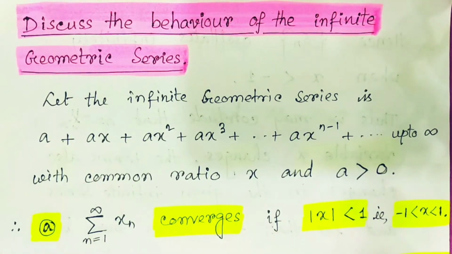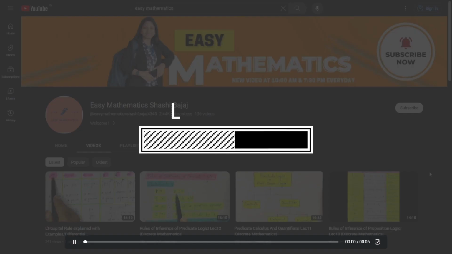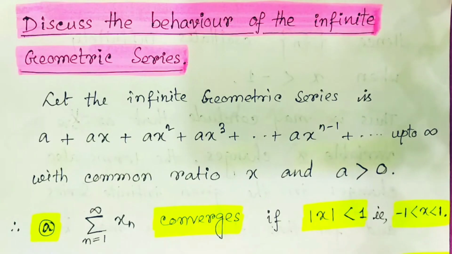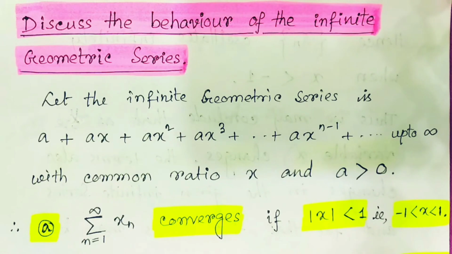In this video, we are going to discuss the behavior of some infinite series. Behavior of the infinite series means whether it is convergent or not. For that, we have mainly two series. One is the geometric series, another one is the P series. In this video, we are going to discuss the behavior of the geometric series. In the next upcoming video, we will discuss the behavior of the P series.